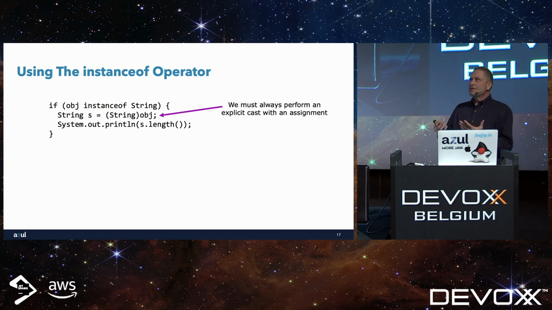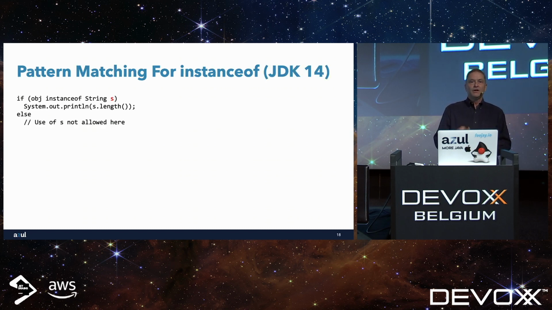Now, this is one of those things where you think, well, why do we have to do that? Because if the compiler has determined that this is an instance of string, why can't we just treat it as a string within the body of that if statement? But that's the way that it works. So now in JDK 14, we have pattern matching for instanceof.